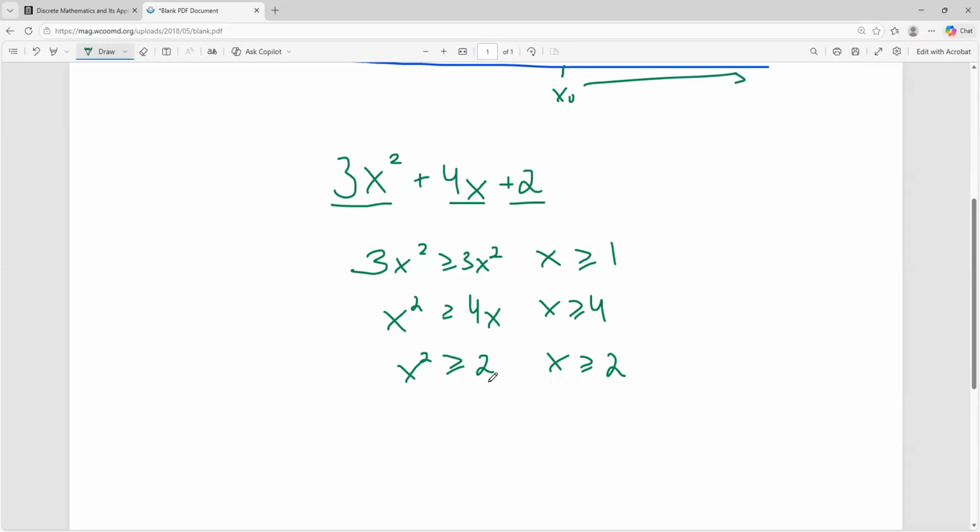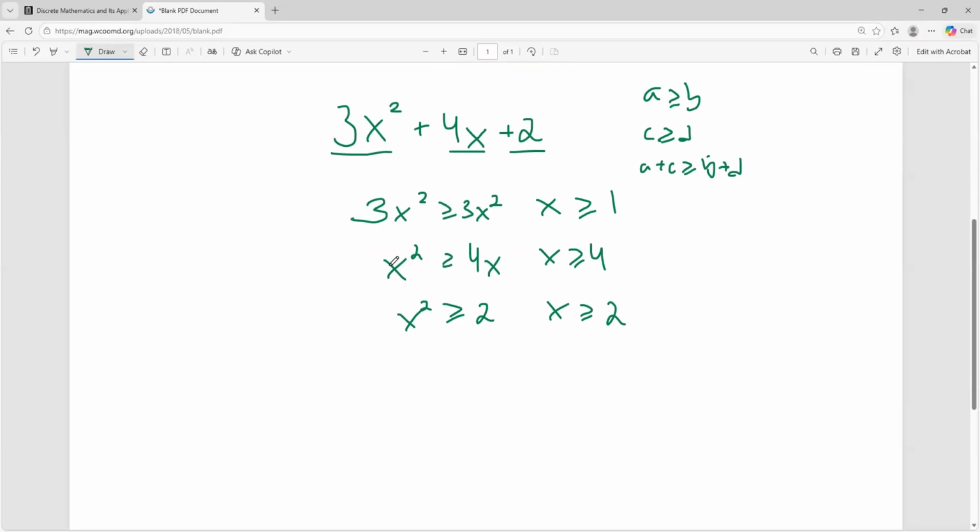Okay? So now I'm going to add up these terms, because remember, we have this little rule right here: if A is greater than or equal to B, and C is greater than or equal to D, then A plus C will be greater than or equal to B plus D. We could add them. So I'm going to add them all together: 3x squared plus x squared plus x squared. What is that going to give me?